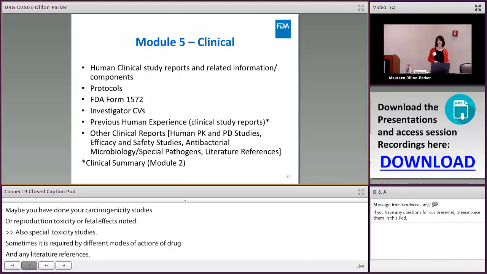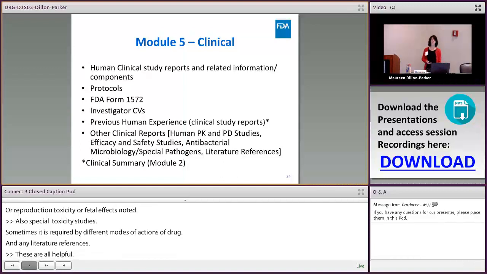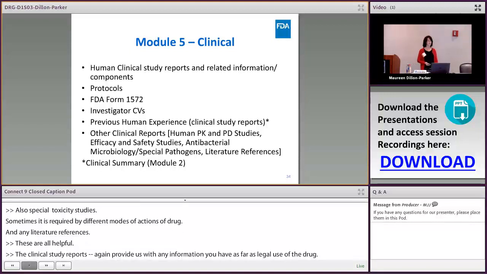Again, provide us with any information that you do have as far as clinical use of the drug. Sometimes at this point, obviously, you don't have any because this is going to be your first one into humans. And that's good. So submit to us what protocol you plan on opening your studies with. Is it phase 1, phase 2, or phase 3?